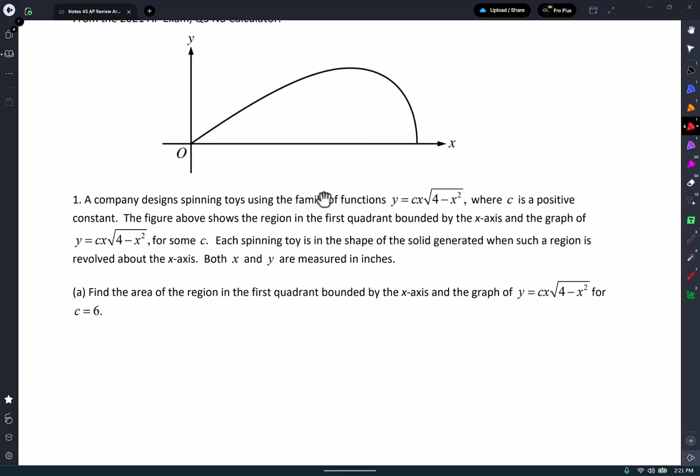Oh, thank you for reading part A. You didn't have to read that part. Okay. But I see the toy that they're talking about. Have you guys seen them before? Usually there's a little something here, and a whole bunch of stuff that you spin, and then it's just spinning. That's what they're talking about.